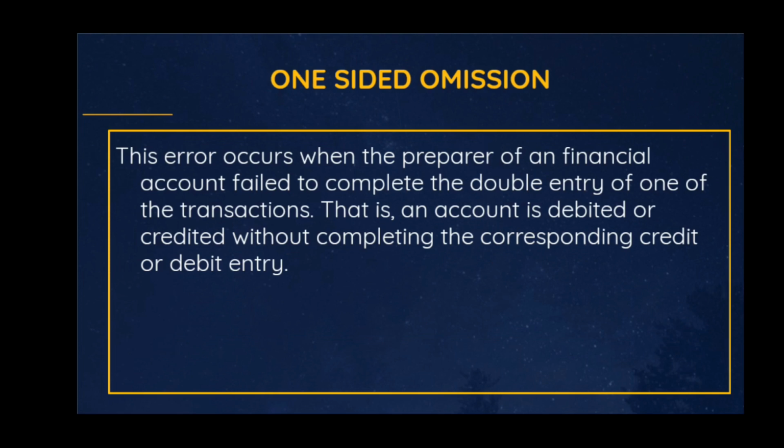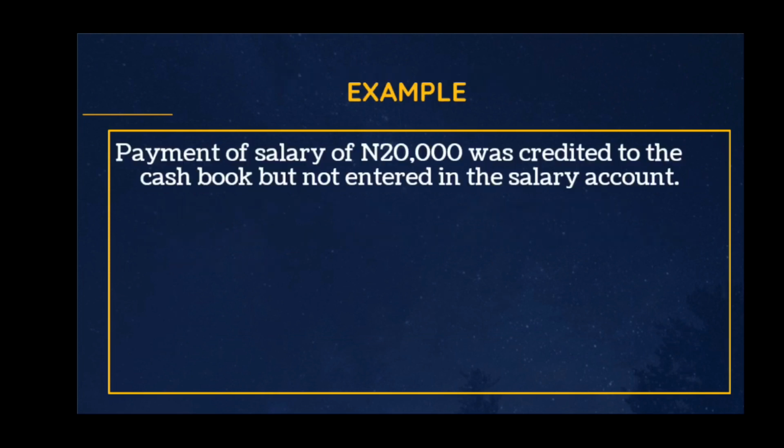So let's take an example of that. Payment of salary, 20,000 naira, was credited to the cash book. You know, it's an expense which is paid in cash. The cash book is going to be credited but it was not entered in the salary account. Salary is an expense and the salary account is to be debited.